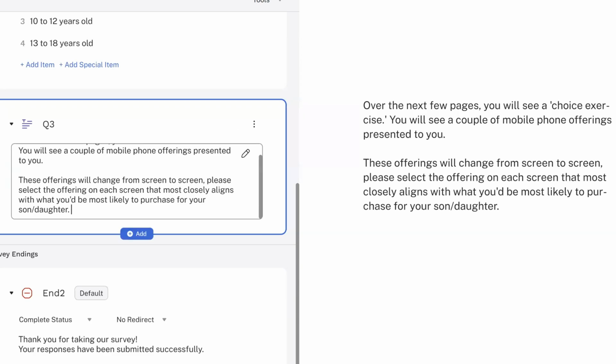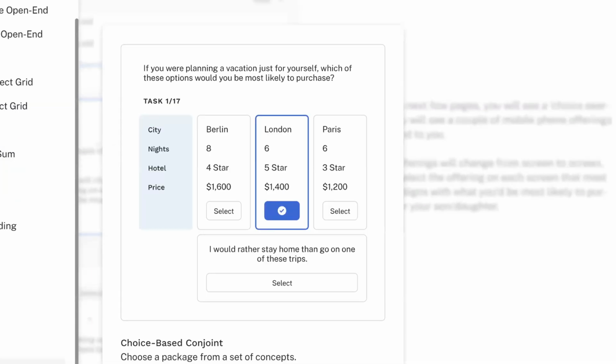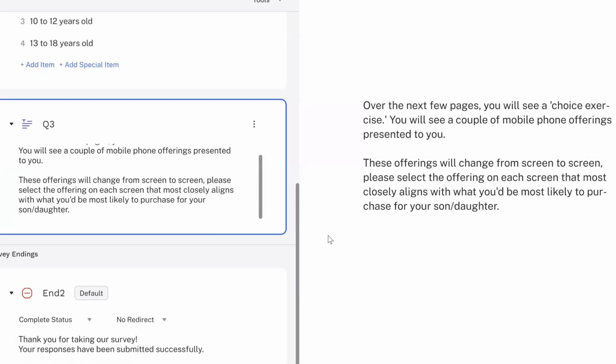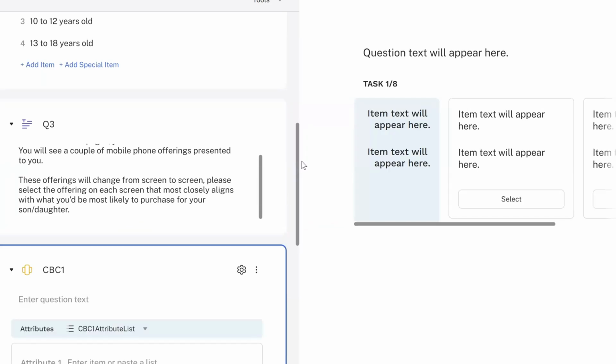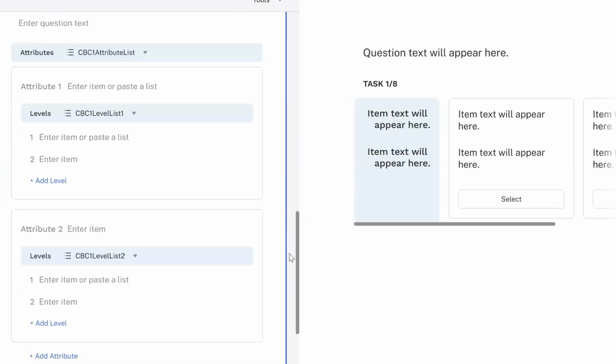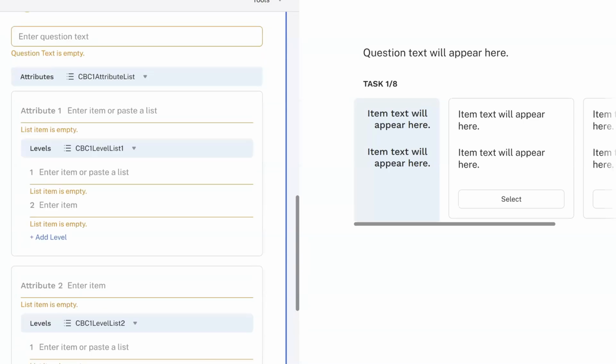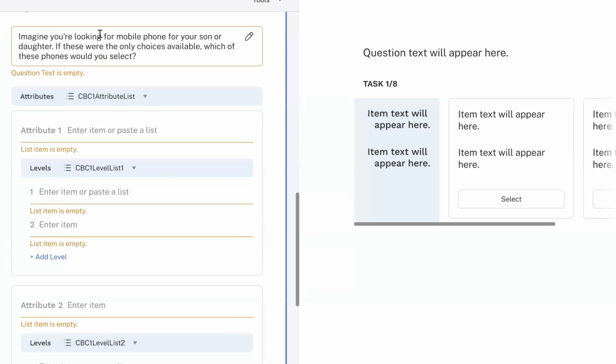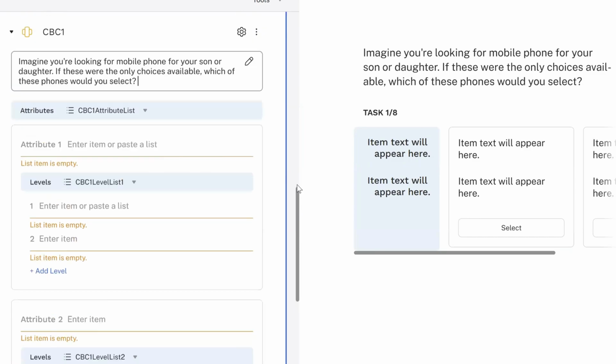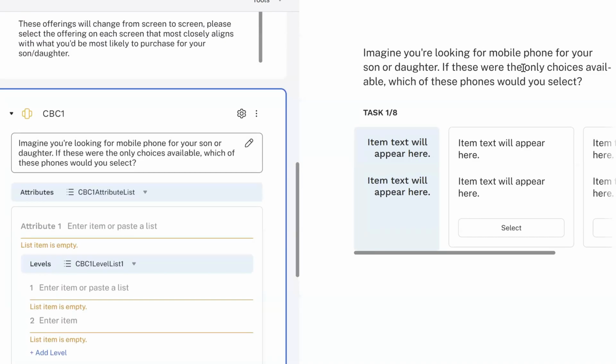Okay, so now we're ready. This is what the respondents will see. Let's add a conjoint analysis here right now. All right, so exercises, let's do a choice-based conjoint that we're going to be adding here. And here's the opportunity. I'm going to ask the question that everybody will see on the very top, on each of the choice tasks: imagine you're looking for a mobile phone for your son or daughter. If these are the only choices available, which of these phones would you select?